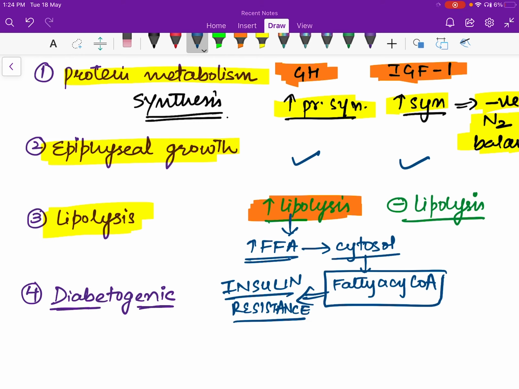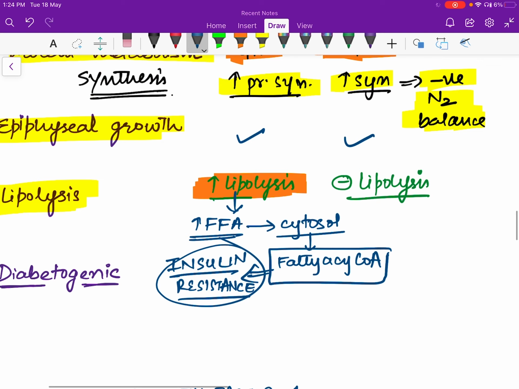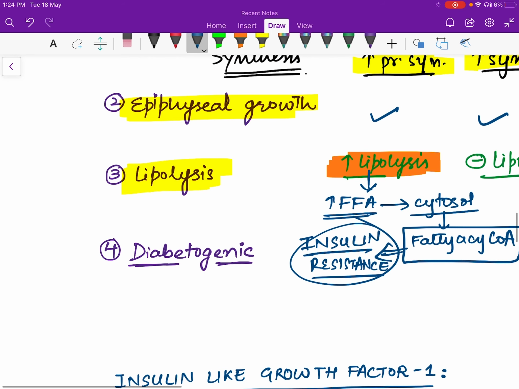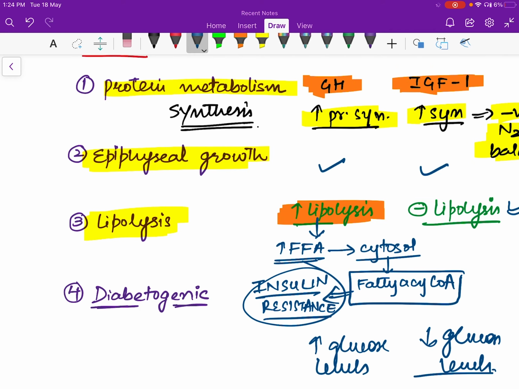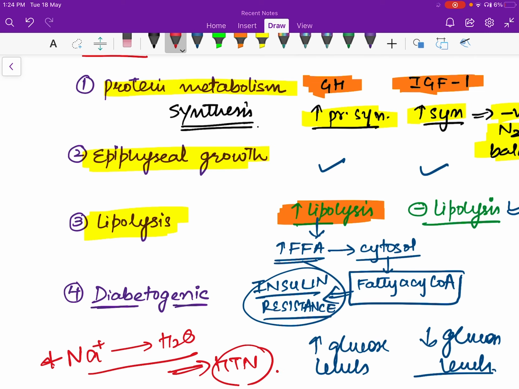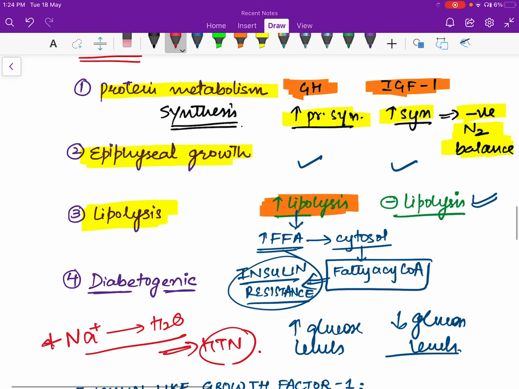It's not a good effect at all because it promotes insulin resistance, whereas insulin-like growth factor inhibits lipolysis, which is relatively a good effect. And diabetogen, I already discussed this. Growth hormone increases glucose levels, hyperglycemic, whereas insulin-like growth factor decreases glucose levels. So these are different actions of growth hormone. And other than this, there's one more action: it causes retention of sodium, which also causes retention of water. So there will be manifestations like hypertension when there is more growth hormone. So these are the main actions of growth hormone.